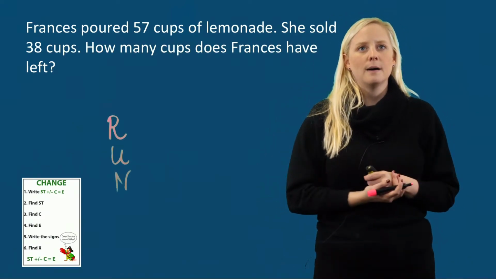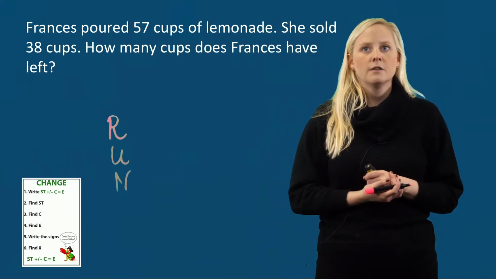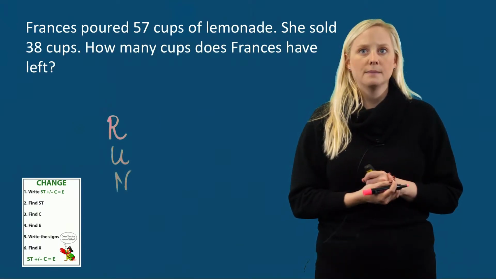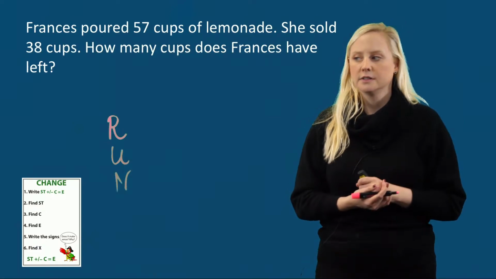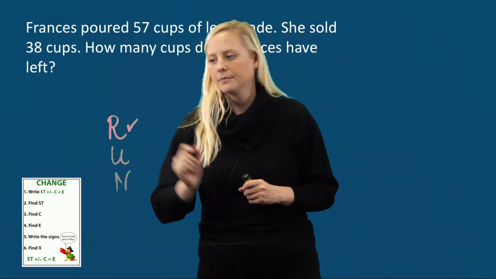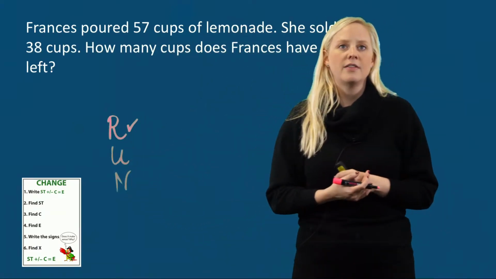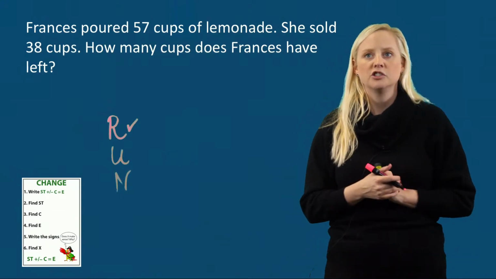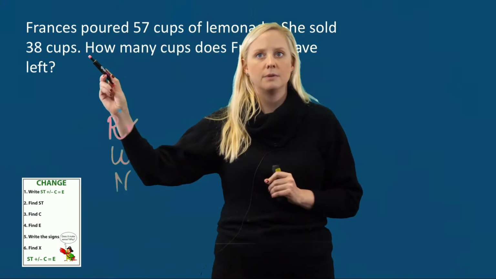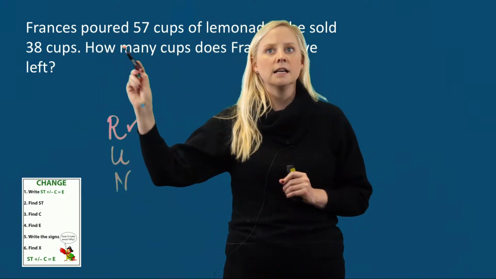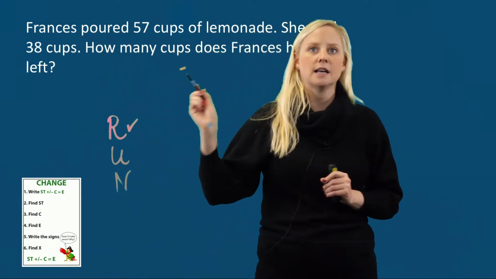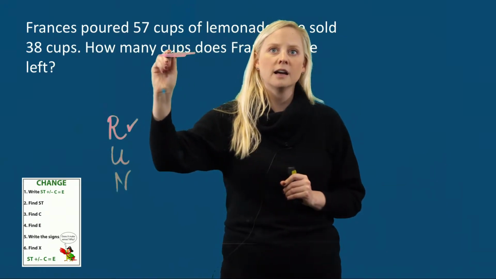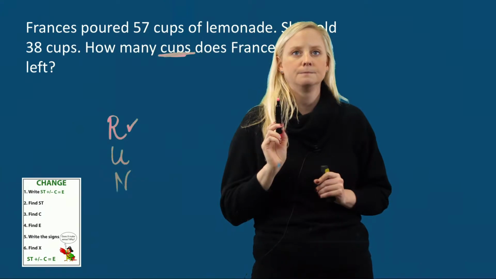We've already read the problem, but let's read it again. Frances poured 57 cups of lemonade. She sold 38 cups. How many cups does Frances have left? We've read the problem. The U stands for underline the label and cross out irrelevant information. I look for the label in my question sentence, which is the sentence with the capital letter and the question mark. It says, how many cups does Frances have left? The question is asking me about cups, so I'm going to underline cups because cups is my label.